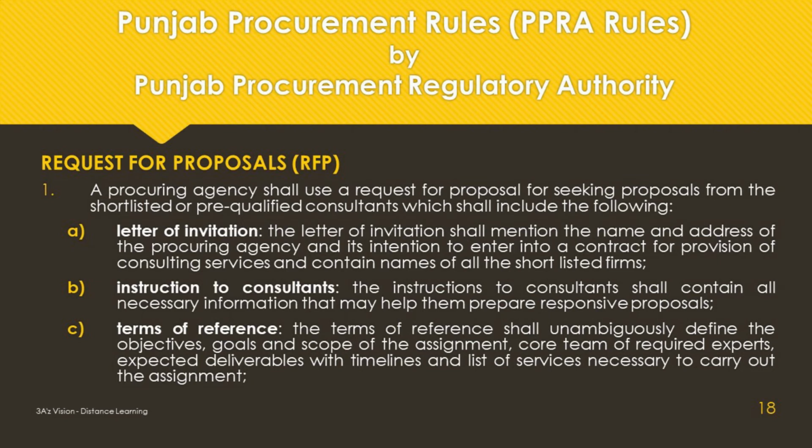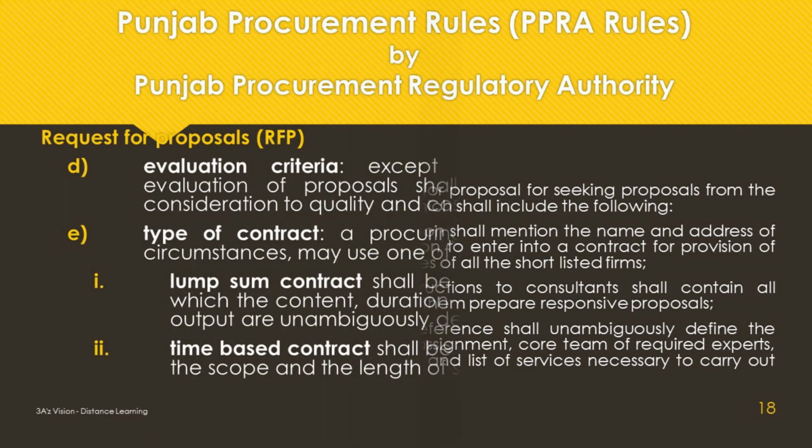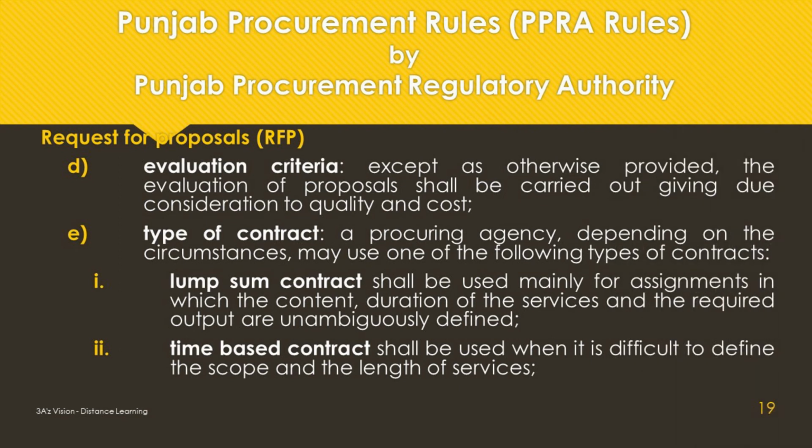Instruction to consultants. The instructions to consultants shall contain all necessary information that may help them prepare responsive proposals. Terms of reference. The terms of reference shall unambiguously define the objectives, goals, and scope of the assignment, core team of required experts, expected deliverables with timelines, and list of services necessary to carry out the assignment. Evaluation criteria. Except as otherwise provided, the evaluation of proposals shall be carried out giving due consideration to quality and cost. Type of contract. A procuring agency, depending on the circumstances, may use one of the following types of contracts.